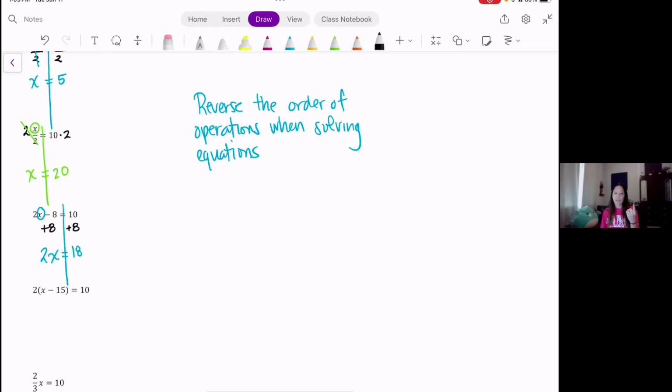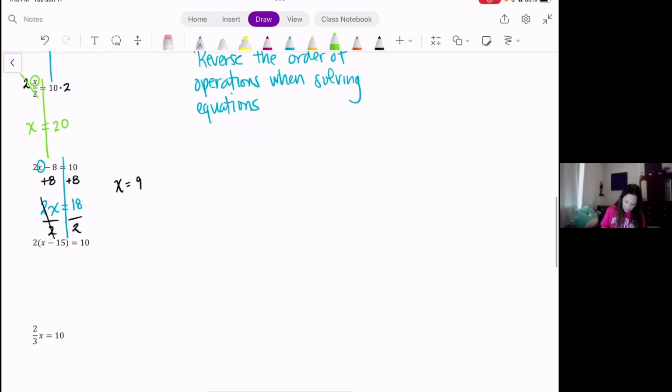I don't have a single x still. I need to get x by itself. This is multiplication. I undo it with division. I'm going to divide by 2 on both sides. 2 divided by 2 is 1, so I have 1x on the left, and 18 divided by 2 is 9. Notice I didn't write 1x. It's not necessary. The 1 is implied. Double checking my work, now I'm going to follow the order of operations. 2 times 9 is 18. 18 minus 8 is 10. I've done the math correctly.